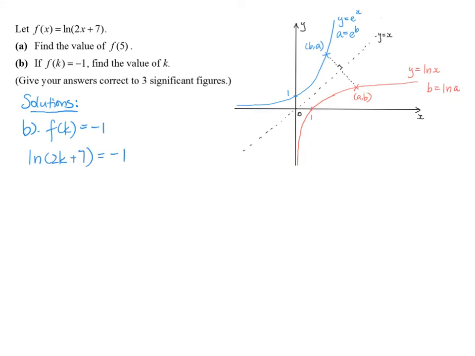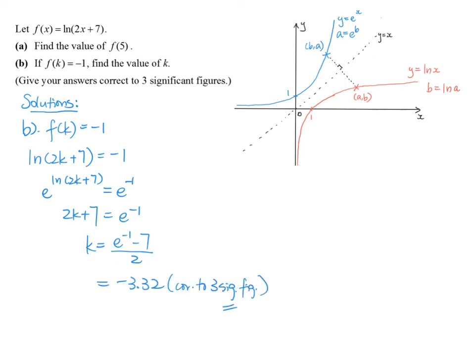Now for part B, f of what equals negative 1? So we have ln of (2k plus 7) equals negative 1. So how do we get rid of ln? Just like last time, ln is the opposite of e, and e is the opposite of ln. So in order to take out the ln, we use e. This time, both sides apply the e, and they go up to the power, like that. But e and ln cancel out, and so this will go back down here. Then we make k the subject, and again we use a calculator, and so it equals negative 3.32.